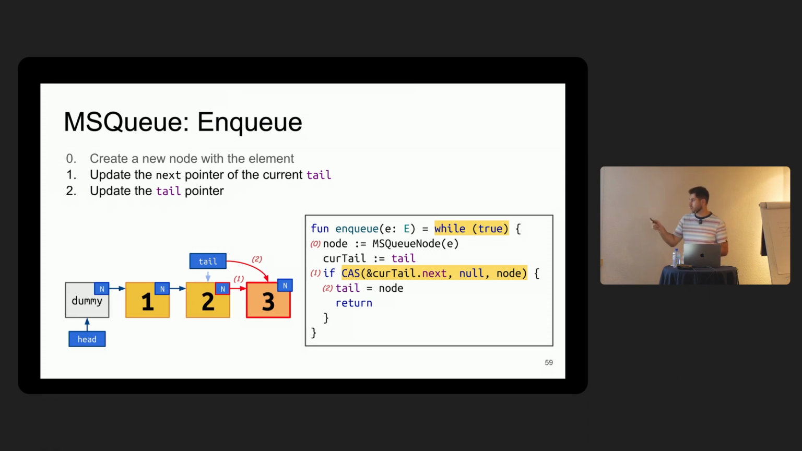And here is the pseudocode. So now we read the current tail pointer, and we try to install our new node next to this tail. So if the next pointer is still null, then this compare-and-set succeeds. If not, then we simply restart. But once it's installed, we modify the tail pointer, we move it forward, and finish.